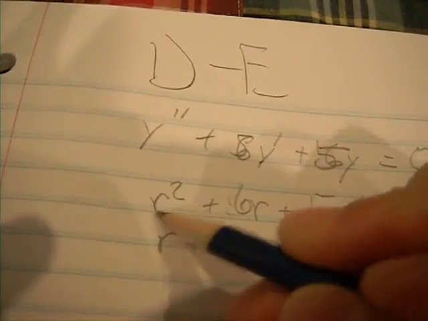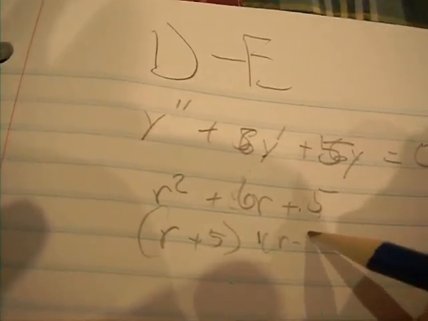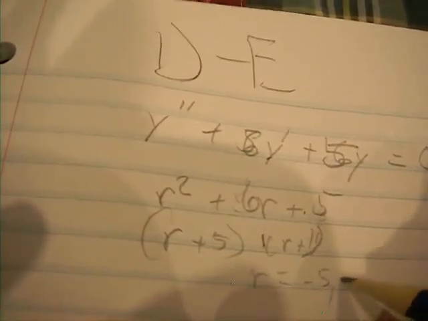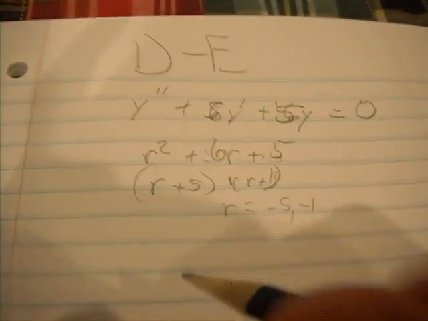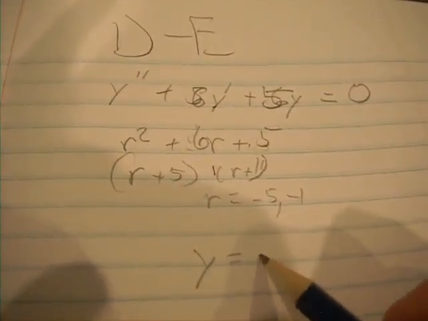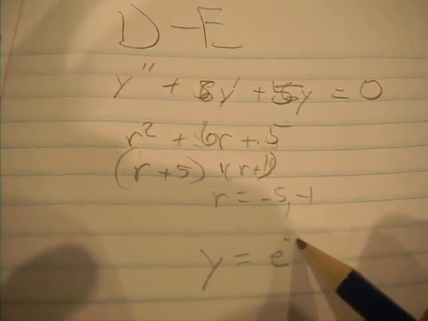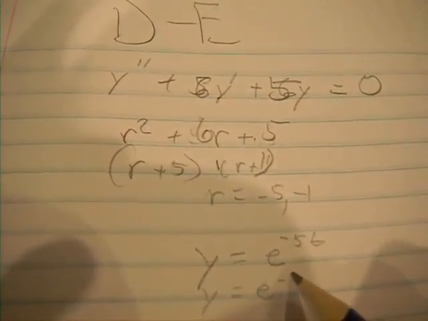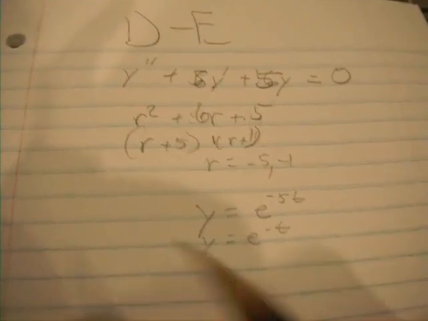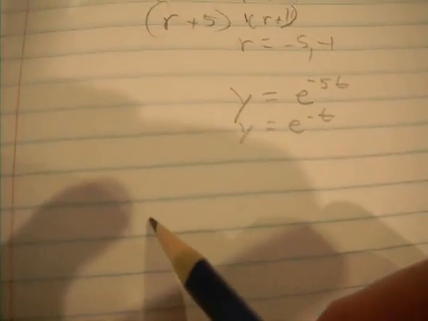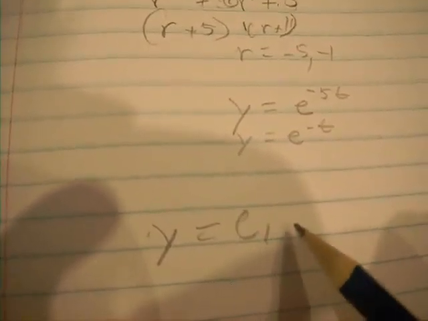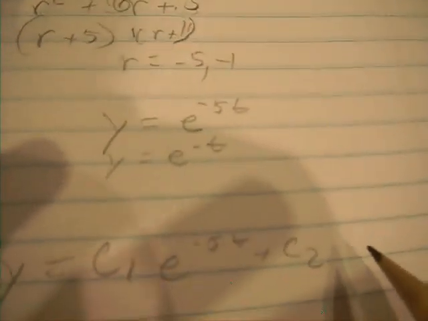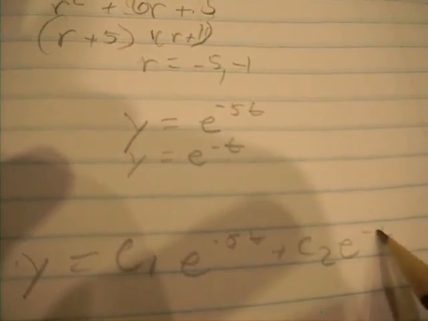Okay, r plus 5, r plus 1, so r equals -5, -1. So your functions are going to look like this. Look how crazy this gets. And then your y is going to be c1 e to the -5t plus c2 e to the -t.